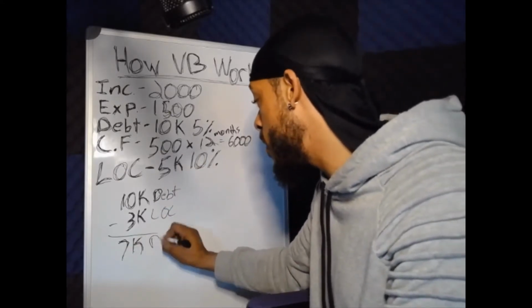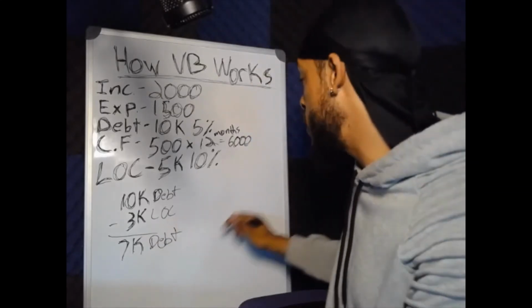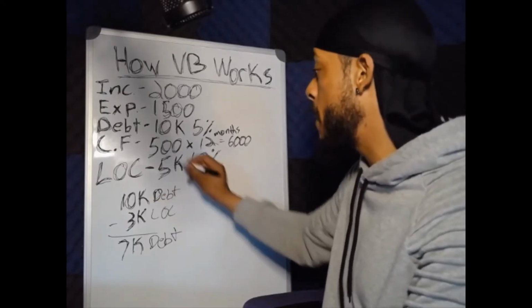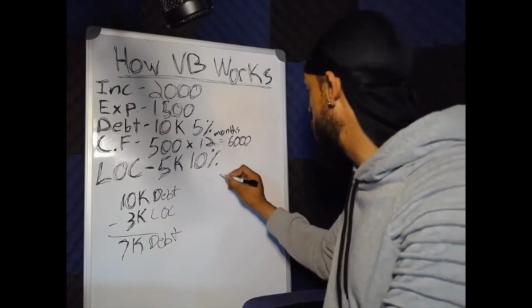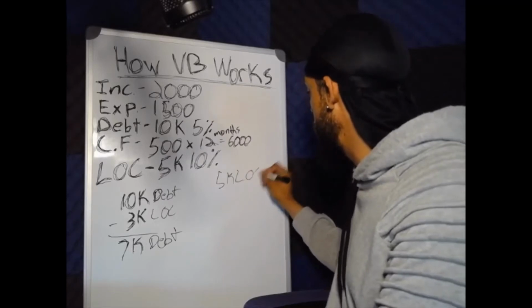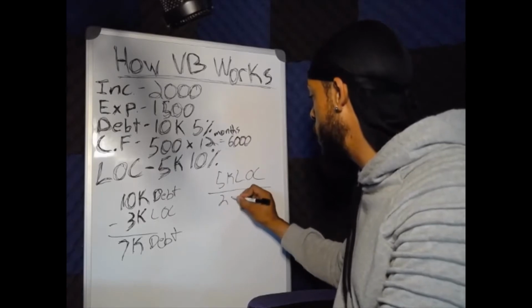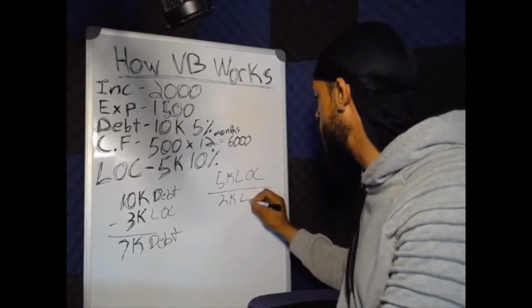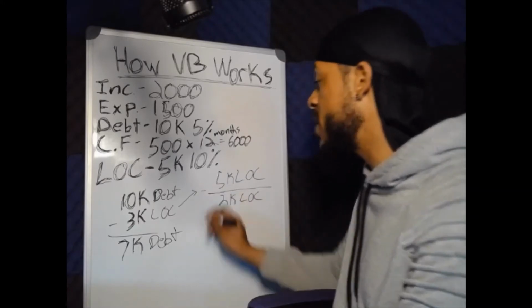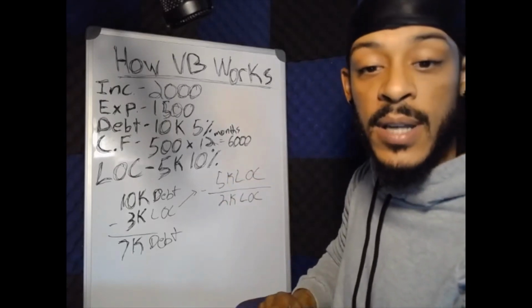So now our debt is down to 7K. So what we do is, to bring the 3,000 back to 5,000, when we take that out, we're left with $2,000 left in a line of credit. When we chunk that 3,000 out, right? When we subtract the 3,000 from the 5 of the line of credit, we're left with $2,000.